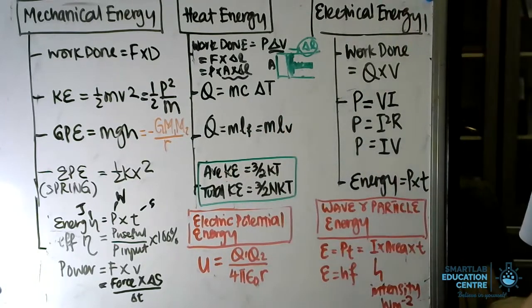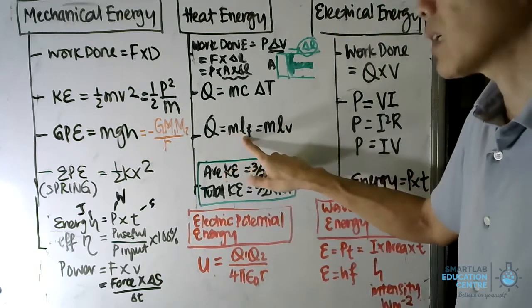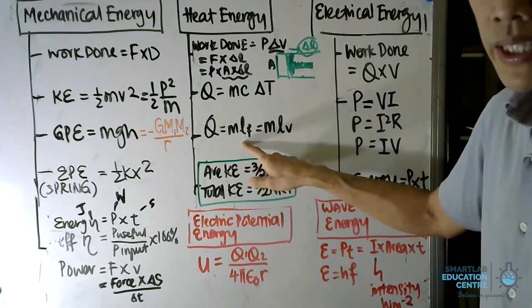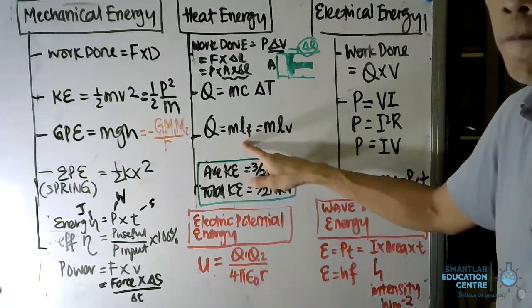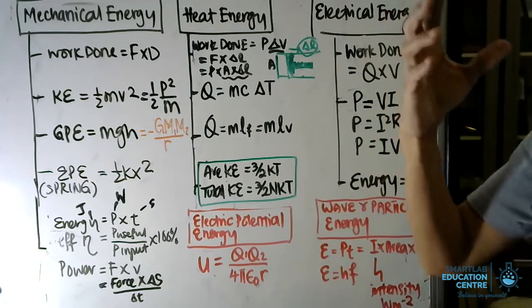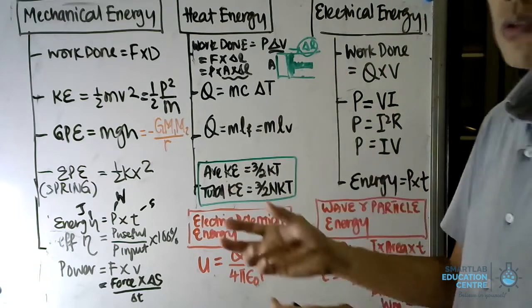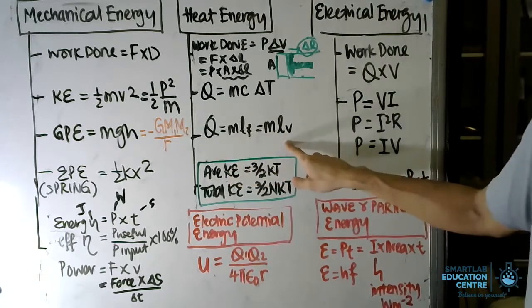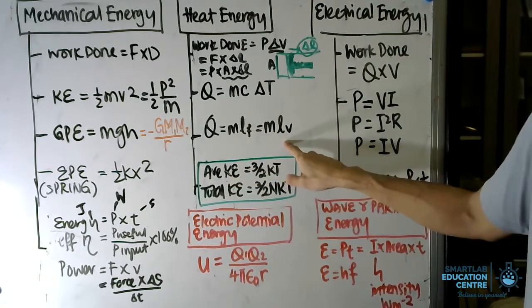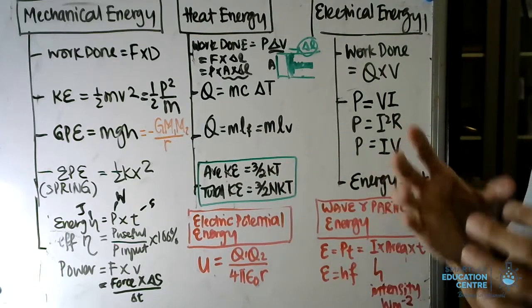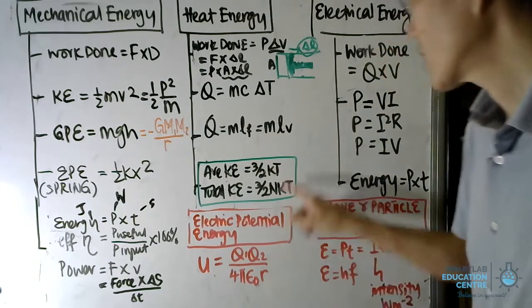Next set of formula is what you've learned at O level. Q equal to mLf. m is the mass. Lf is the specific latent heat of fusion. That is the amount of energy that's required to convert per unit mass of solid to liquid. Q is also equal to mLv. In this case, Lv is the specific latent heat of vaporization. That's to convert per unit mass of liquid to gas.